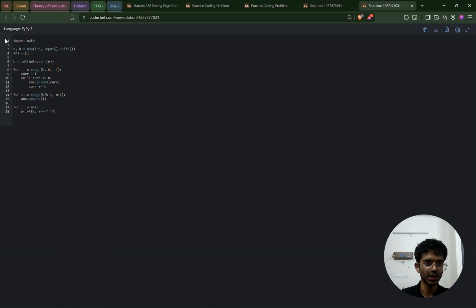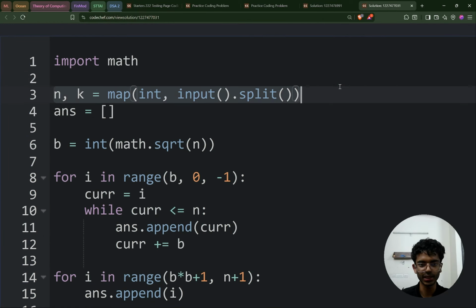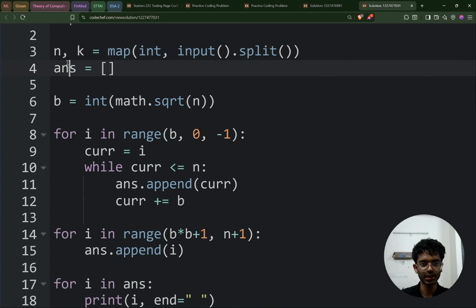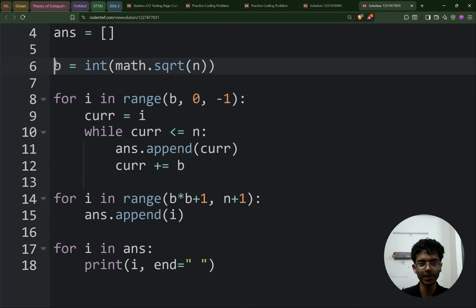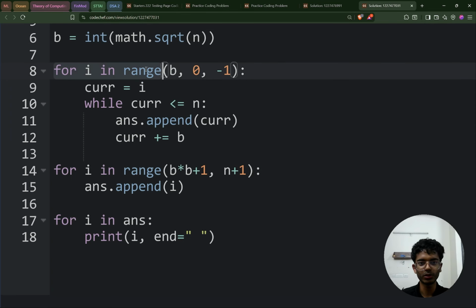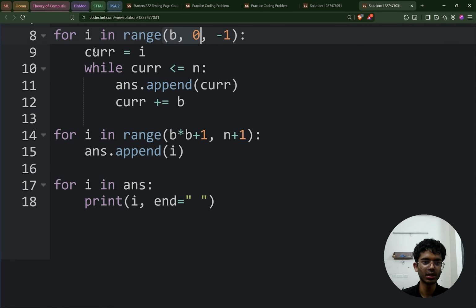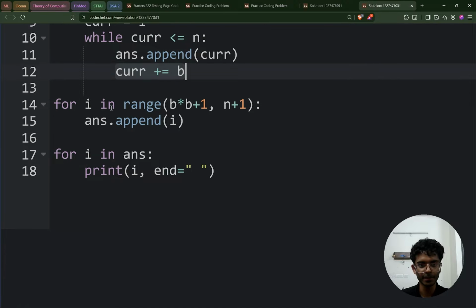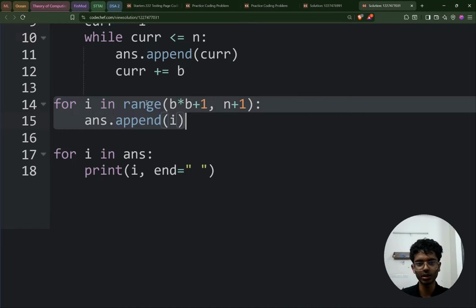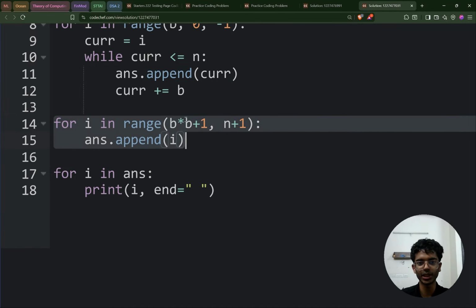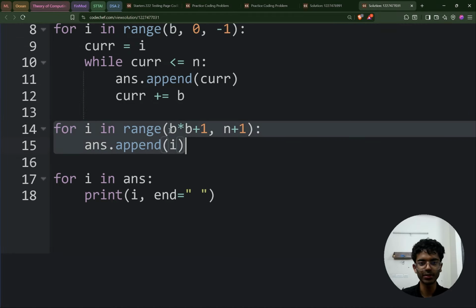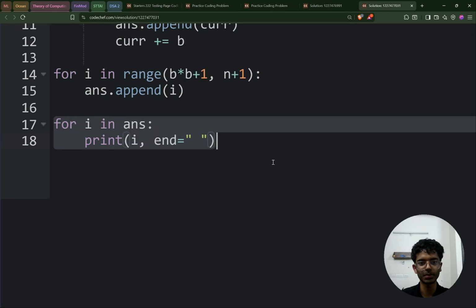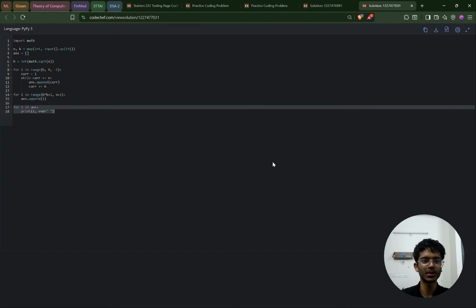And now let us see the solution in Python. So we'll begin by taking the input of n and k. We'll append everything inside this list answer. We'll define b to be the square root of n and we'll convert it into an integer. We'll run a loop from b till 1. We'll define this current to be equal to b, and while this current is less than or equal to n, just append it to our answer and increase current by b. Then just append all the non-squares into our answer, like all the elements after b into b plus 1, to account for the case when n is not a perfect square. Then in the end, simply print our answer. And yeah, that's pretty much the whole solution.